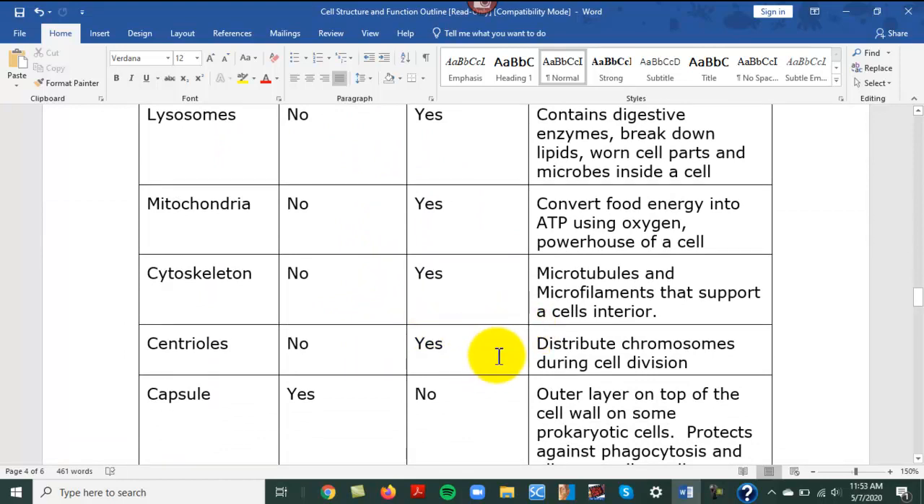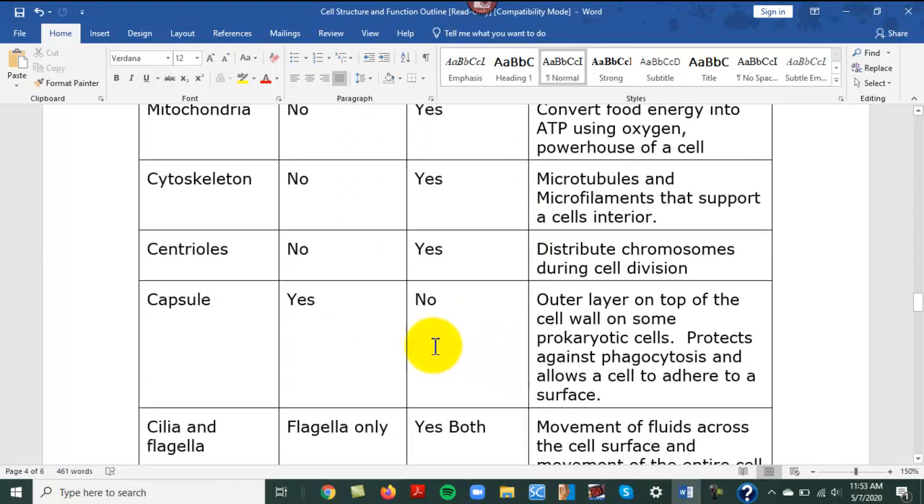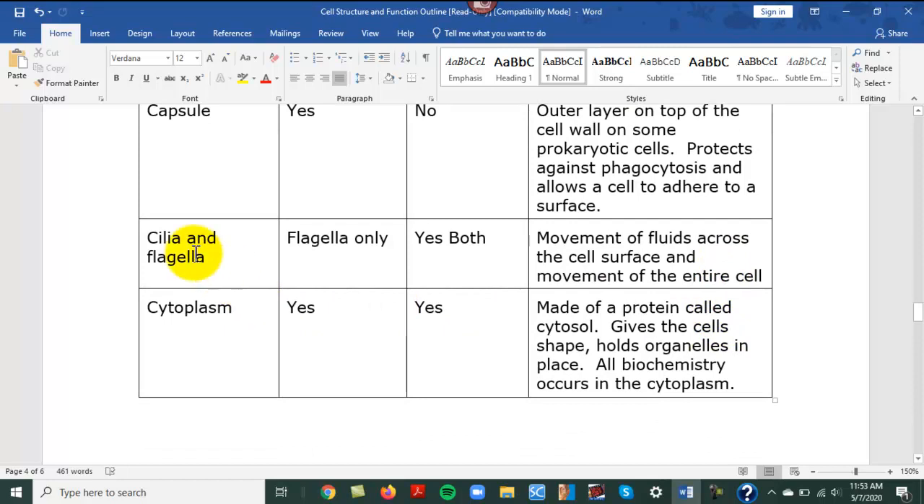Centrioles, yes. Remember, they distribute chromosomes during cell division. A capsule, no, not in eukaryotic cell. I know that diagram says cell coat. That's not it. They are found in bacteria. Once again, they protect against phagocytosis. Cilia and flagella. Flagella only for bacteria. Eukaryotic cells have both. Cilia move substances across the cell surface, whereas flagella move the entire cell.